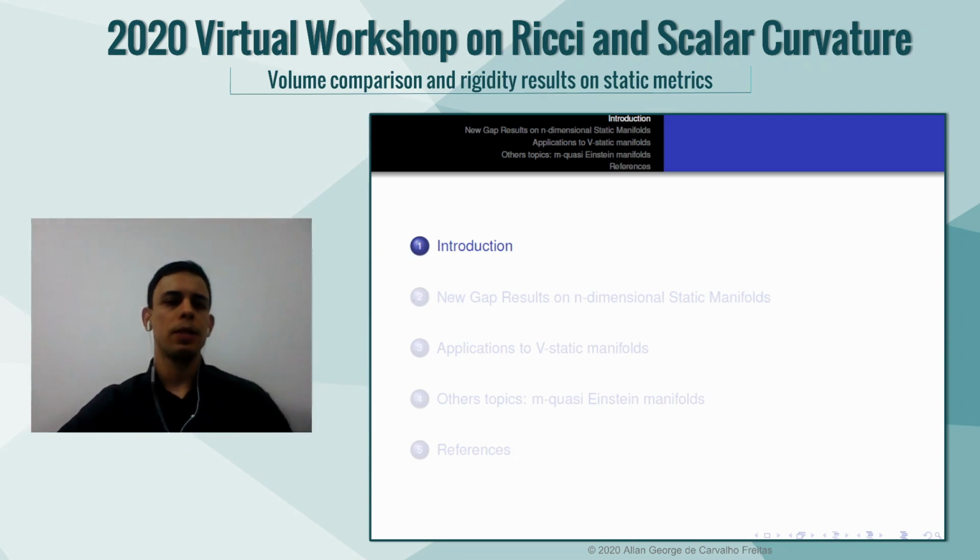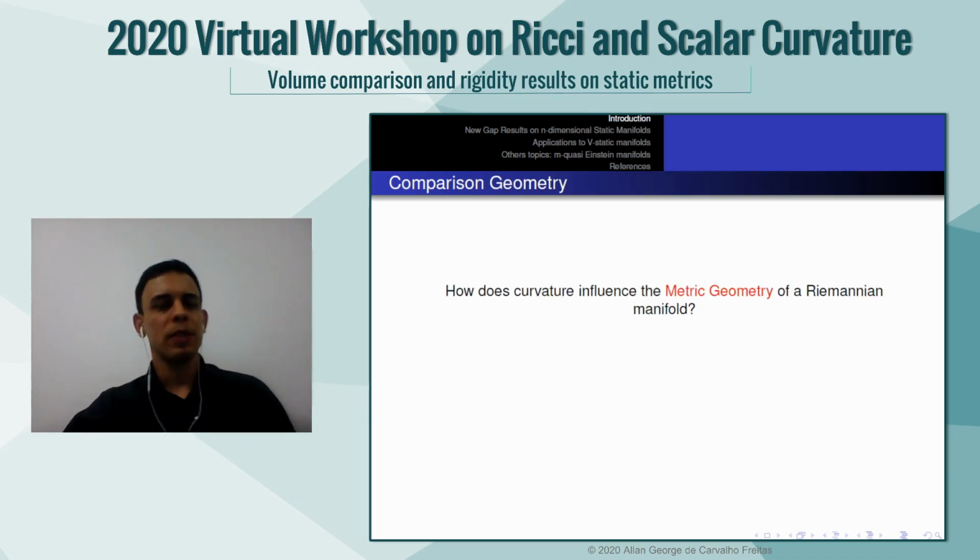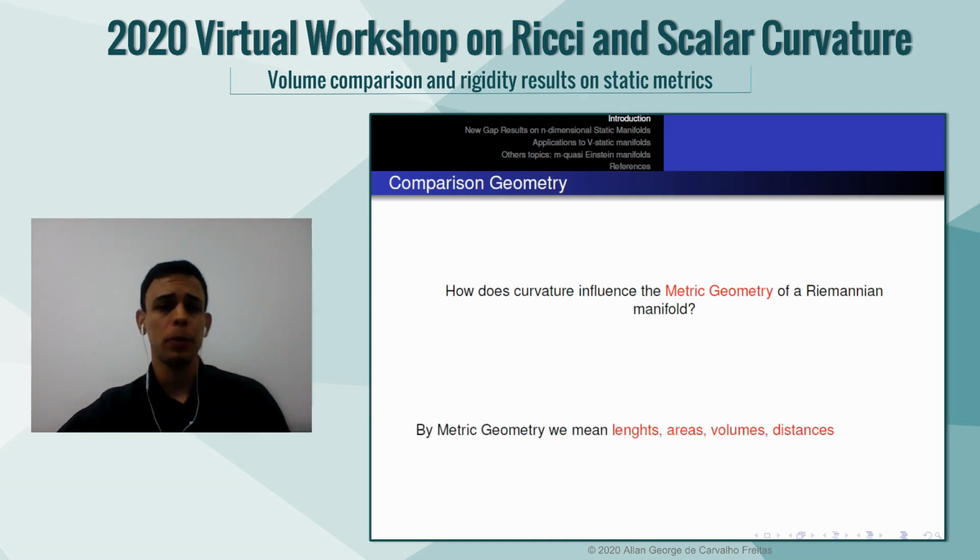Okay, let's introduce our problems. First of all, we talk about comparison geometry, where the question is how does curvature influence the metric geometry of a Riemannian manifold? And by metric geometry, we mean lengths, areas, volumes, distances.